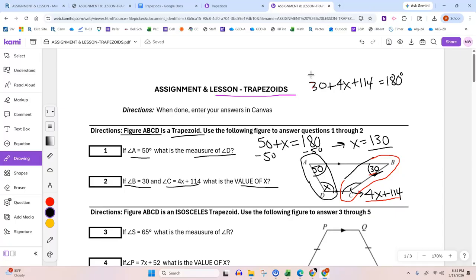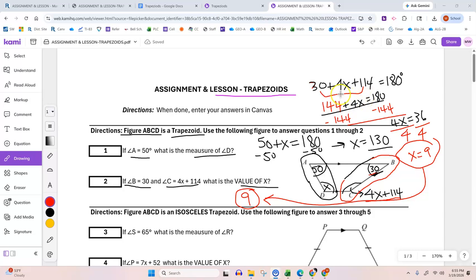So you may want to try to solve that. I'm not making you watch the algebra, but basically this would be your equation. I combined the 30 and the 114 to get 144 and got that equation. Subtracted 144 from both sides, got 4x equals 36, divided both sides by 4, and got 9. So that's how we get number 2.